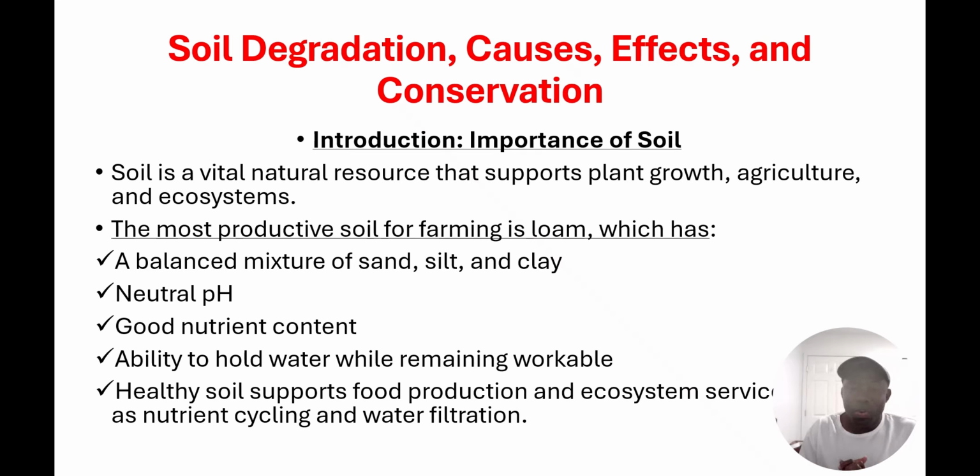Now, a good soil will have a natural or neutral pH of 7. That is a good soil. That is not too acidic, not too alkaline. So we also look at good nutrient content and also better water holding capacity. We did this in class. These are some characteristics of a quality soil. Let's go to the next slide.